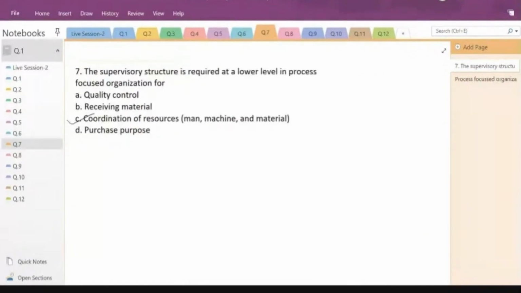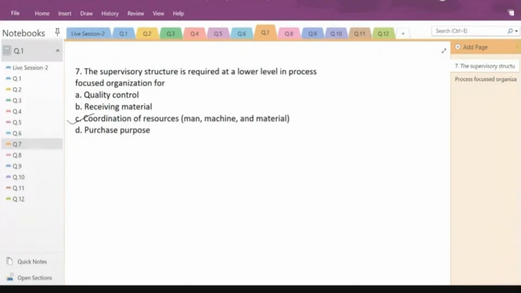Well, supervisor structure is required. Like we'll just discuss it. At the lower level in a process-focused organizational structure, we basically have the supervisors. These supervisors have expertise as per the function, like some have expertise in machining, casting, welding, etc. So these supervisors have expertise in different functions. Firstly, they have specialization and expertise in a particular field.